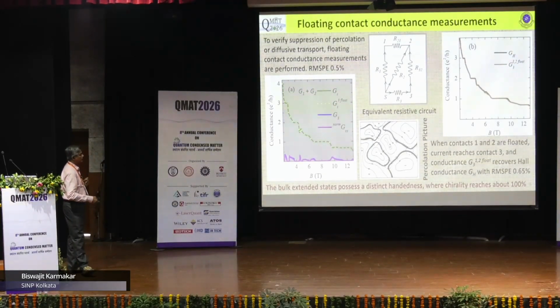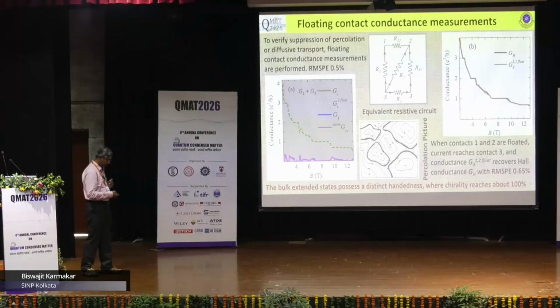In the percolation picture, every contact is connected through this percolating channel. Now we measure G1, G2, G3 simultaneously. G3 is plotted here, and G1 plus G2, which is GT, is the green curve. Now what we did: we do not measure G3. Earlier it was grounded, now it is not grounded.